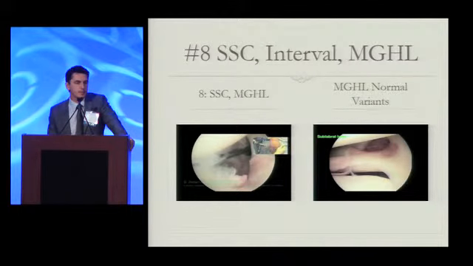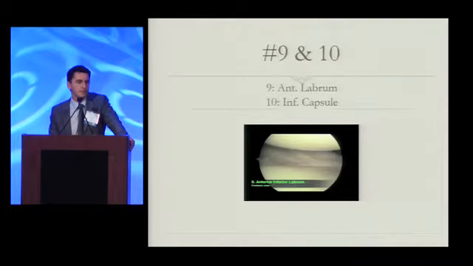We're going to evaluate the subscapularis and be aware of all the variants of the middle glenohumeral ligament, sublabral holes, Buford complexes. These are normal variants that should not be fixed. If you fix these normal variants, the shoulder will almost invariably get stiff, and you'll also probably miss the real cause of the pain. 9 and 10 is coming down the anterior aspect of the shoulder, the anterior labrum and the inferior capsule.